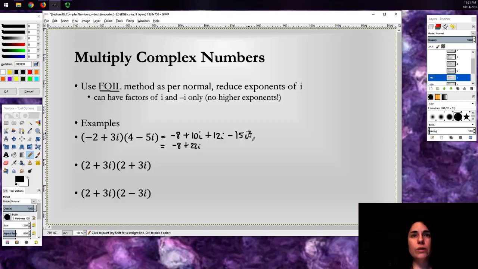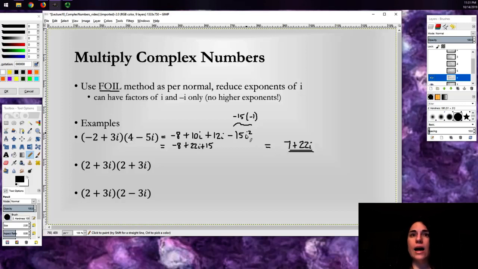And then let's evaluate this down here. Remember what i squared is? i squared is negative 1. So I get negative 15 times negative 1, which is a positive 15. So notice that I can combine my negative 8 and then the positive 15. So overall, I'm going to get 7 plus 22i.